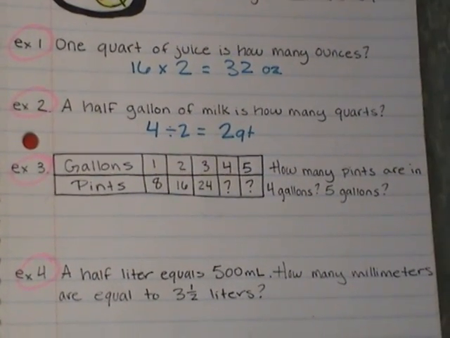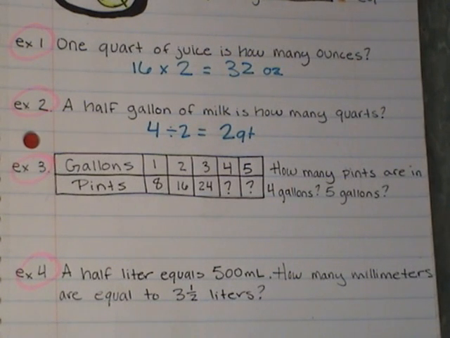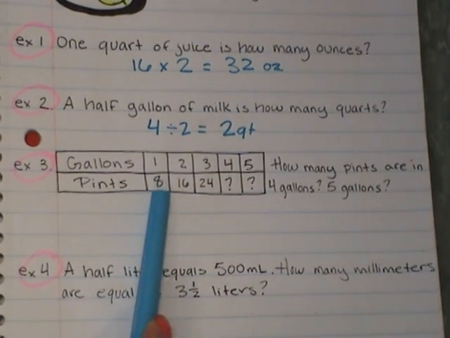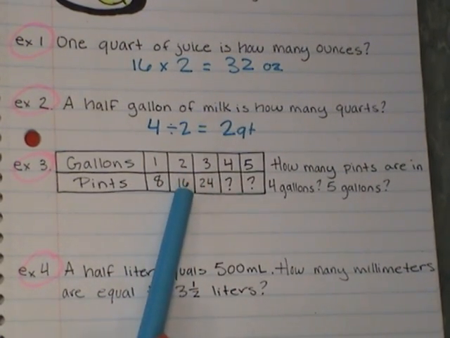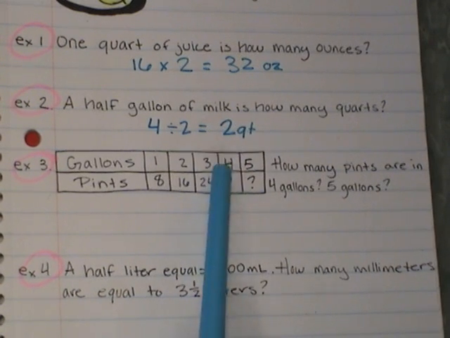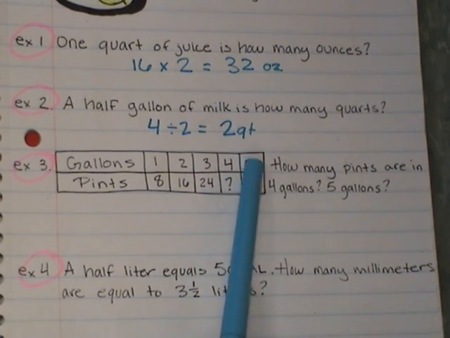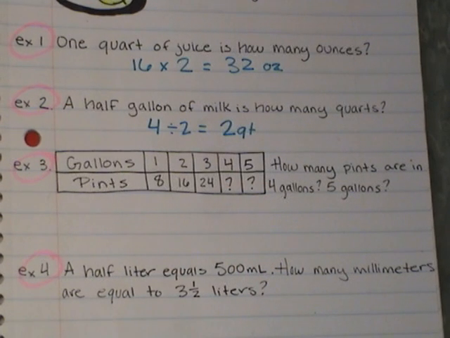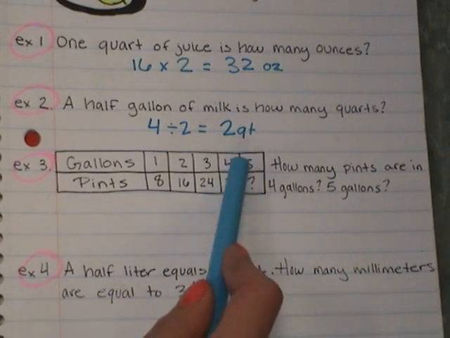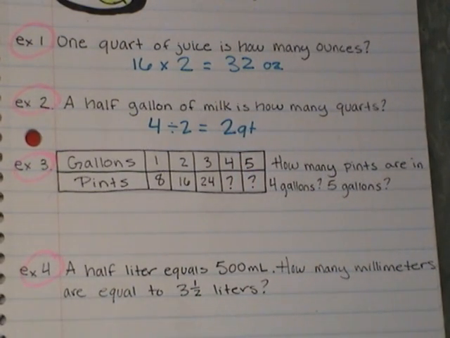Okay, here's the next one. Go ahead and draw this. Okay, in the table we see the number of pints in 1 gallon. So in 1 gallon we have 8 pints, in 2 gallons we have 16 pints, in 3 gallons we have 24, in 4 gallons that's what we want to find out, in 5 gallons that's what we want to find out. So we're learning how to read a chart, but also dealing with our gallons and our pints. So if 1 gallon equals 8 pints, 4 gallons equals how many pints?